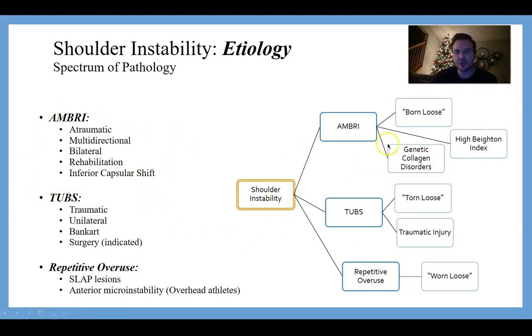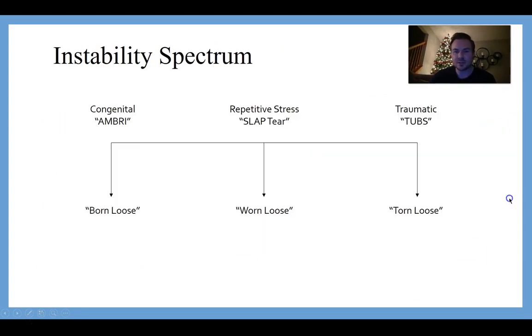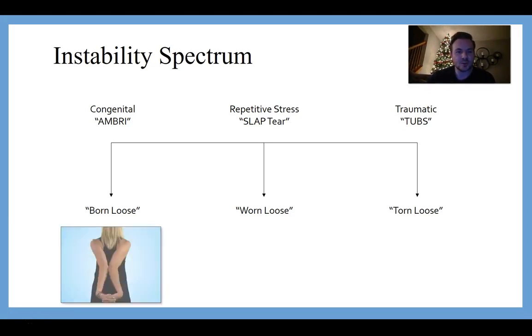This is just a flow chart I like. It helps my mind visualize it, so you can pause and look at that if you'd like. Another thing for us who are visual learners is this instability spectrum. So your congenital ones are your AMBRI patients. Those are people who are born loose. They have the hypermobility, passive range of motion, just like this individual here.